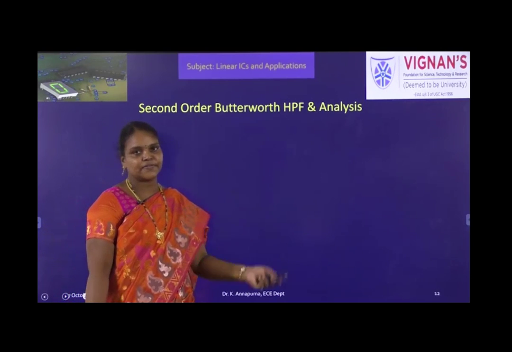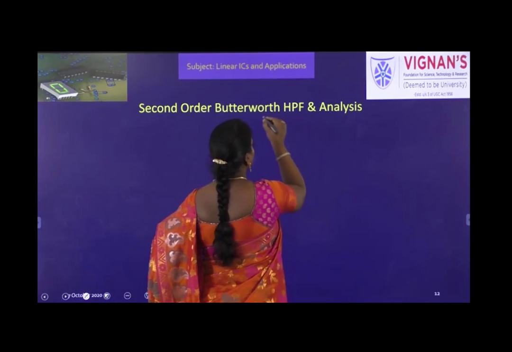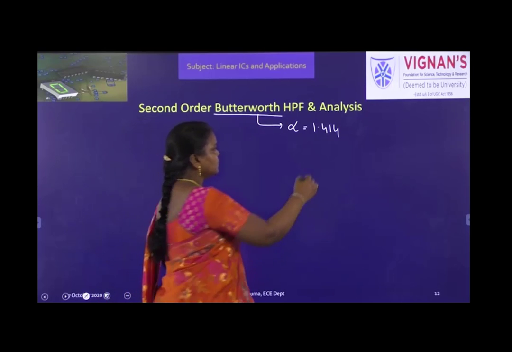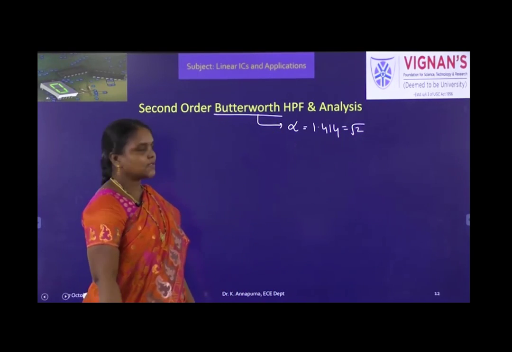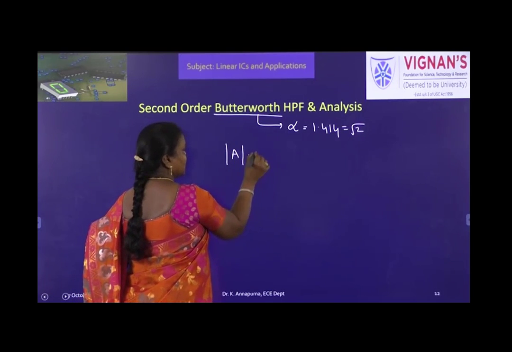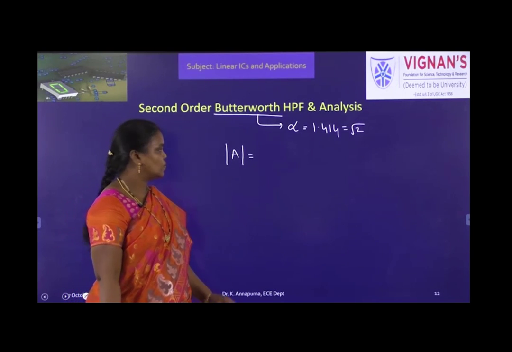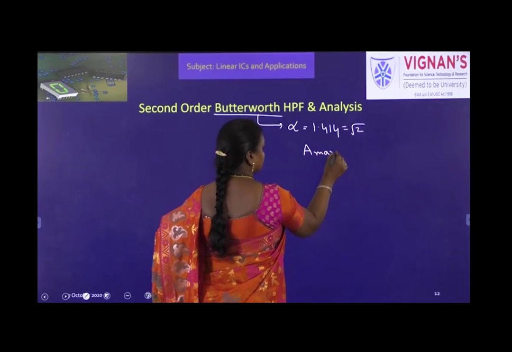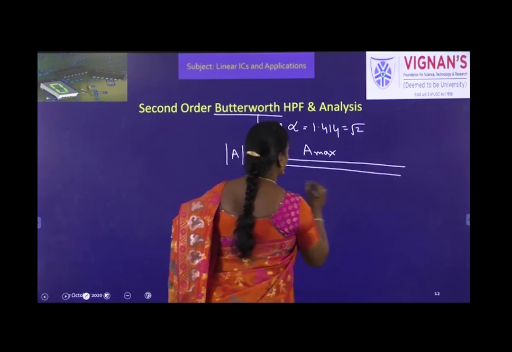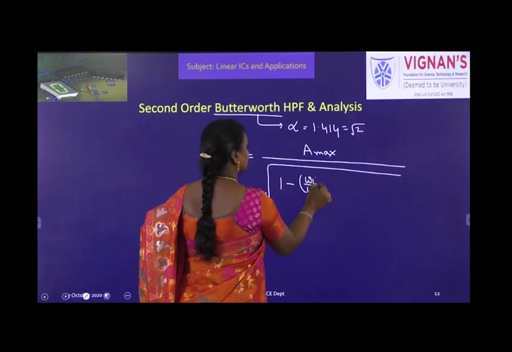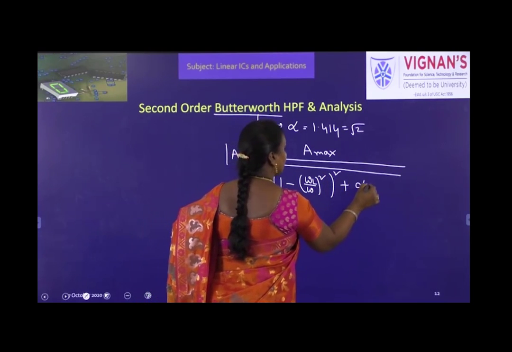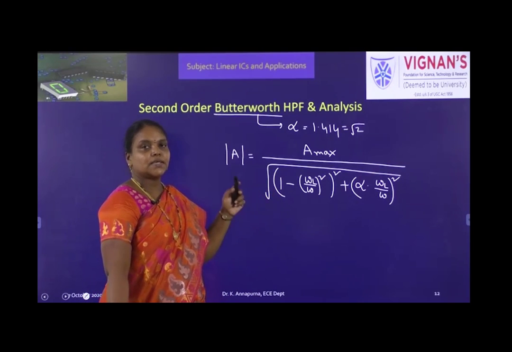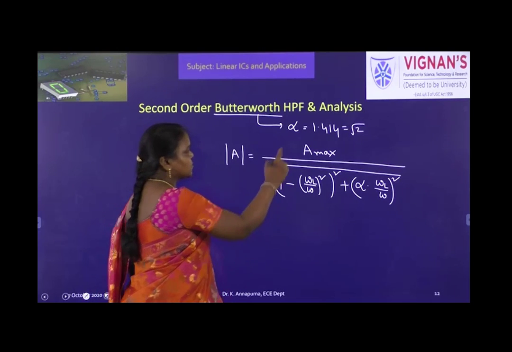Now second order Butterworth high pass filter. So Butterworth high pass filter means, for Butterworth the alpha is 1.414, that is root 2. Okay, now let us see the gain, magnitude of the gain if we substitute Butterworth, that means alpha is root 2. So what is the gain expression we got? A max by square root of 1 minus omega l by omega square whole square plus alpha into omega l by omega whole square. Okay, this is the generalized magnitude of the second order high pass. Now, I am substituting alpha is root 2. Then what will be the gain?